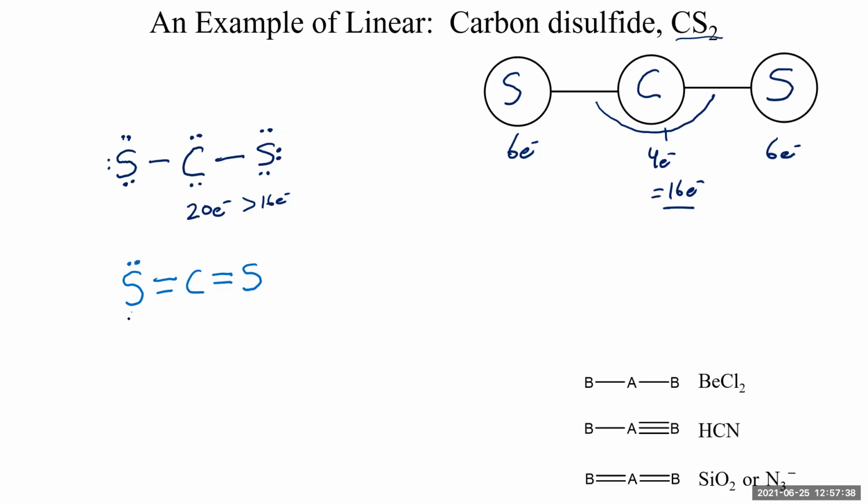That leaves me with 2 lone pairs on each of my sulfurs. Of course, this structure also has resonance, but I'm going to draw the more stable resonance structure, the major resonance contributor here. So this is my Lewis dot structure for carbon disulfide. 2 double bonds.